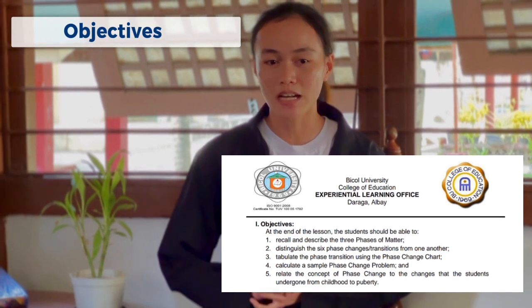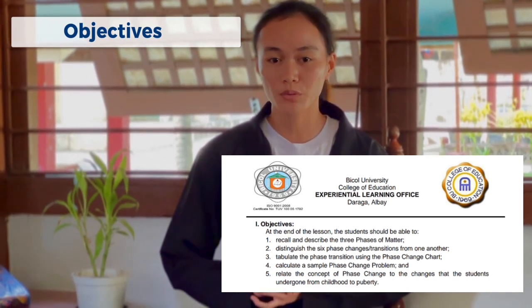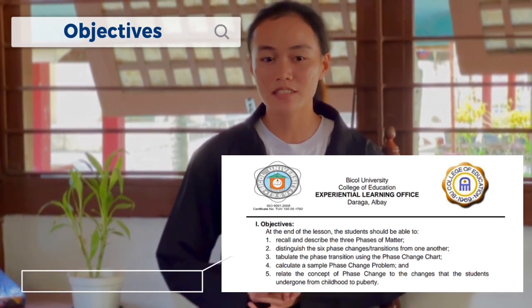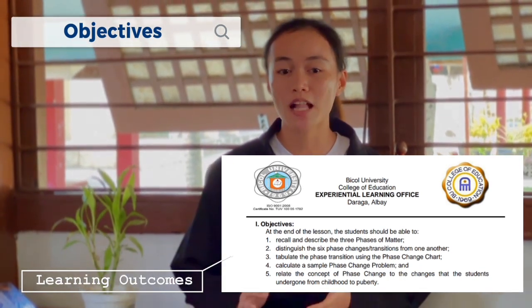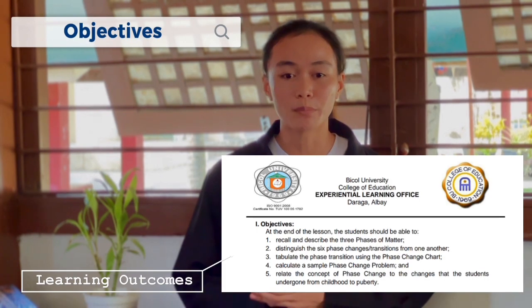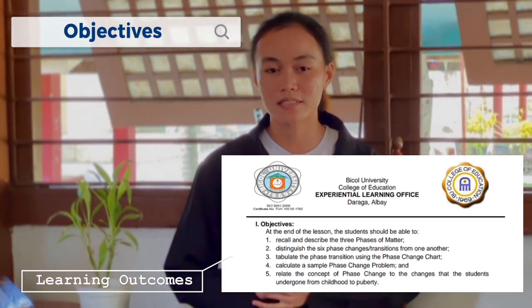Objectives. This initial part outlines the learning outcomes the teacher aims to achieve through the lesson. It clearly states what students should have learned after the discussion. Objectives help set clear expectations for both teachers and students.